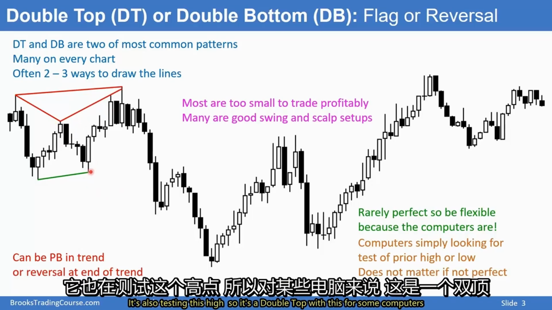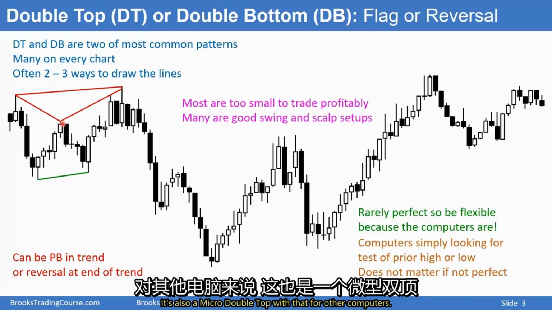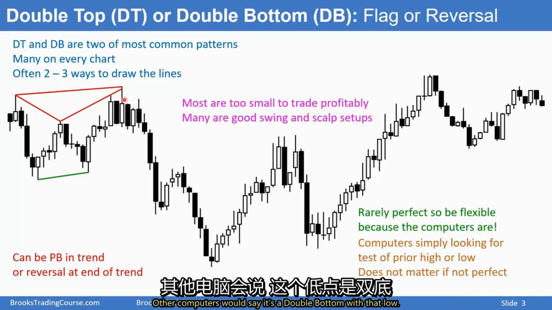Bull trend, pullback, break to a new high. This is testing that high. It's also testing this high. So it's a double top with this for some computers, a double top with that for other computers. It's also a micro double top with this. It went up, it reversed. It went up again, reversed again.